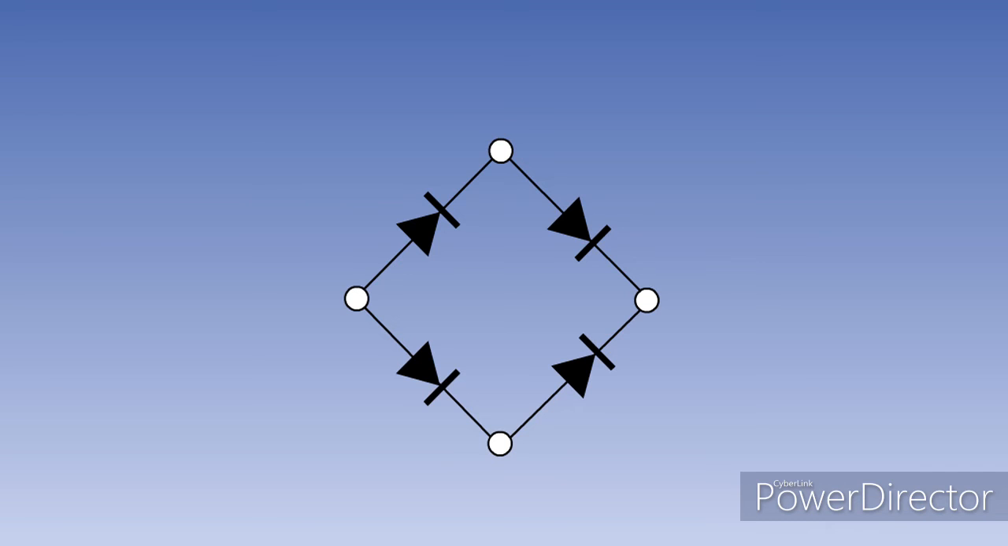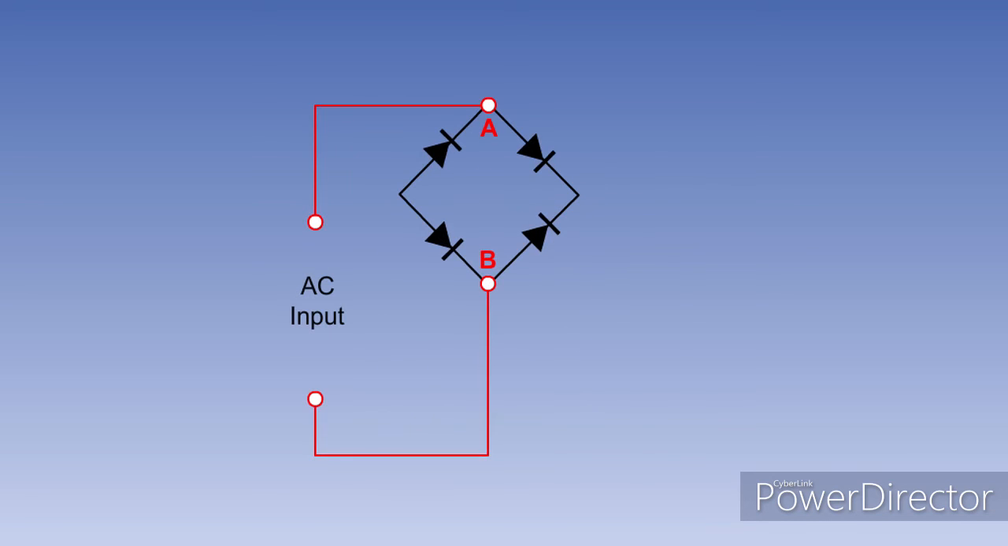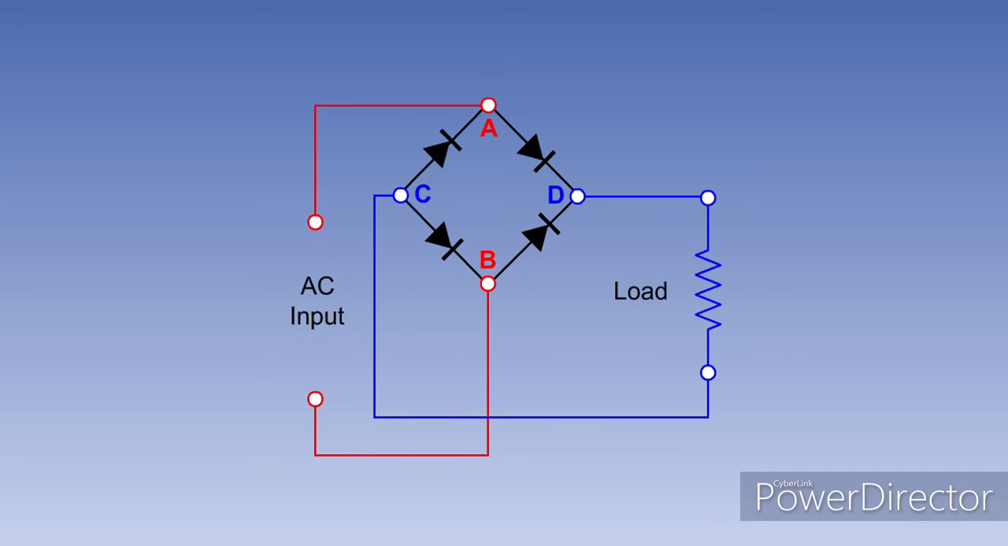To produce DC without gaps in the pulses, a full-wave bridge rectifier, as seen on the screen, can be used. The bridge has a diode rectifier on each leg. The AC supply is connected across the bridge at points A and B, and the output is taken from points C and D.